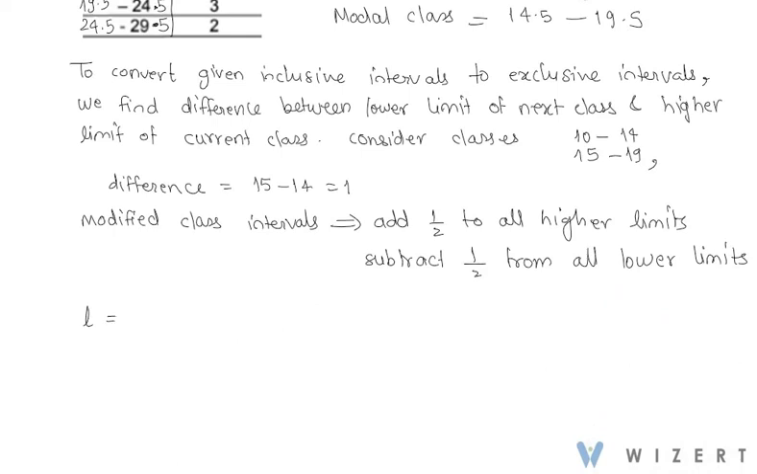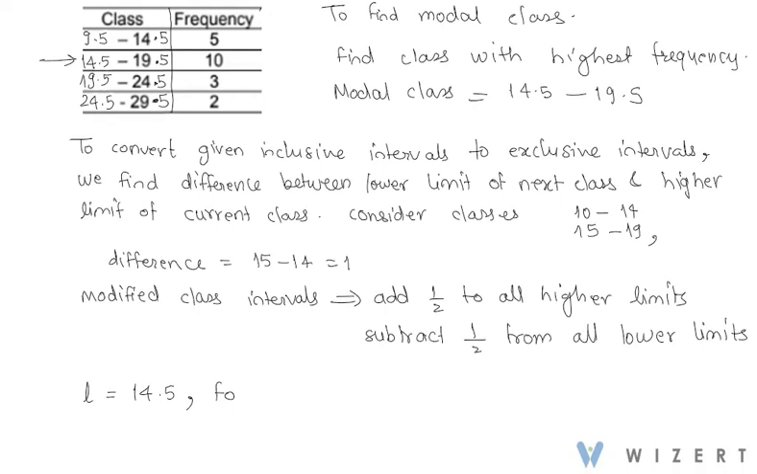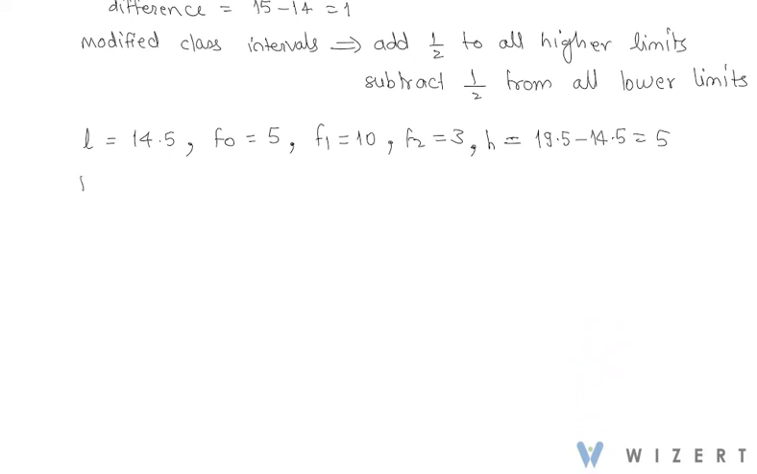L is lower limit of modal class, so that is 14.5. F0 is frequency of class preceding modal class, so that is 5. F1 is modal class frequency, that is 10. F2 is frequency of class succeeding modal class, so that is 3. H is class size, which is 19.5 minus 14.5, which is equal to 5. So let's calculate mode now.